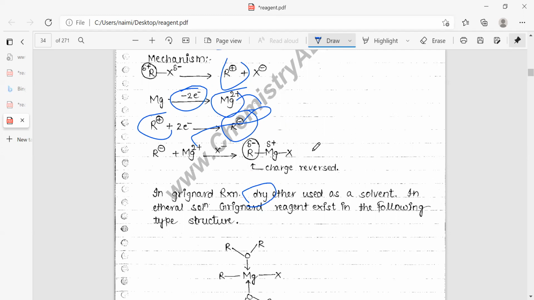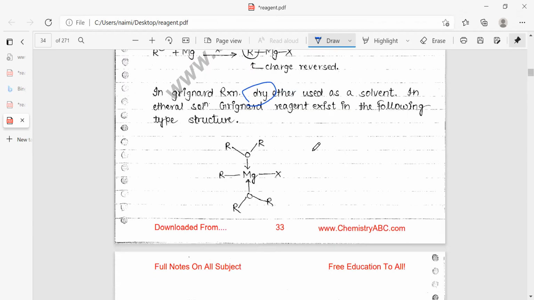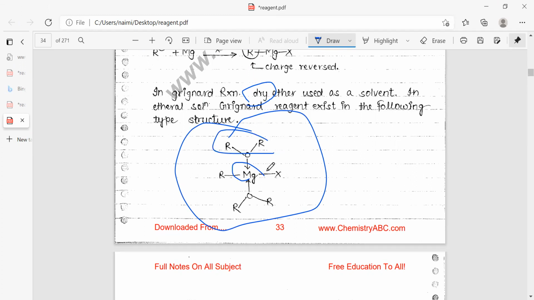In ether solution, the Grignard reagent exists in the following form. In solution it exists in a chelated form, meaning magnesium is attached to RX and ROR. This is the ether, and this is the alkyl halide, this is actually the RMgX. Again, the Grignard reagent and the ether solvent are attracted by the magnesium 2 plus, so it exists in the solution.